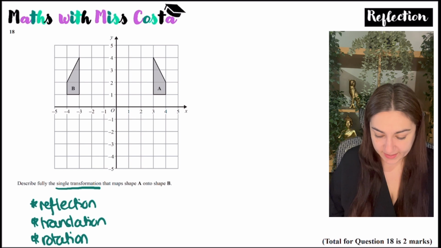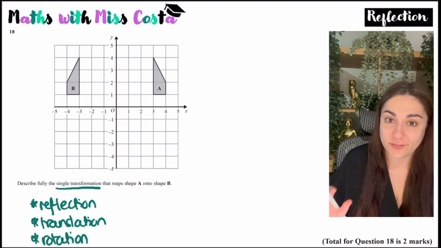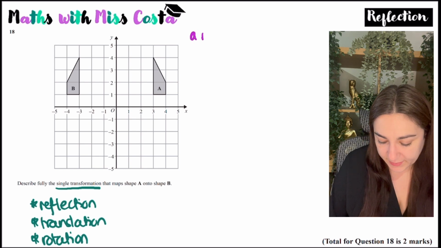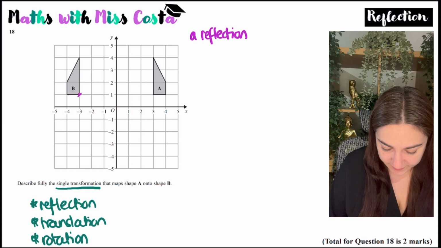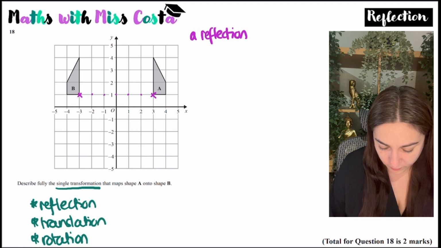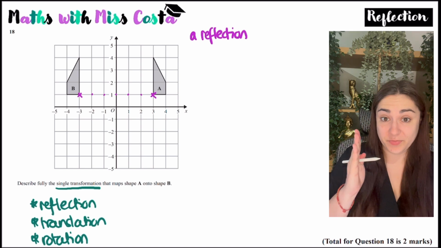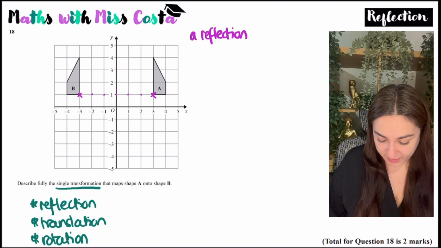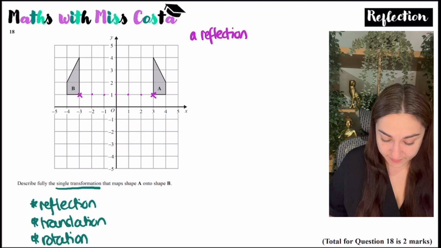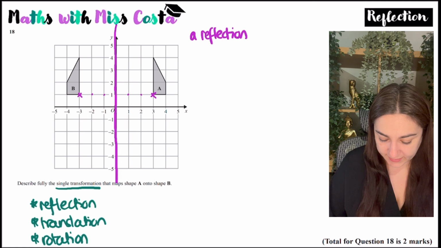And when you say, it's asking you to describe the transformation fully, so you'd say it's a reflection, and then we need to find the line of reflection. So let's look at the distance between the 2 points. So we've got 1, 2, 3, 4, 5, 6. So the line of reflection, or the line of symmetry, is the halfway point. So halfway between these 2 points is 3 coordinates across.